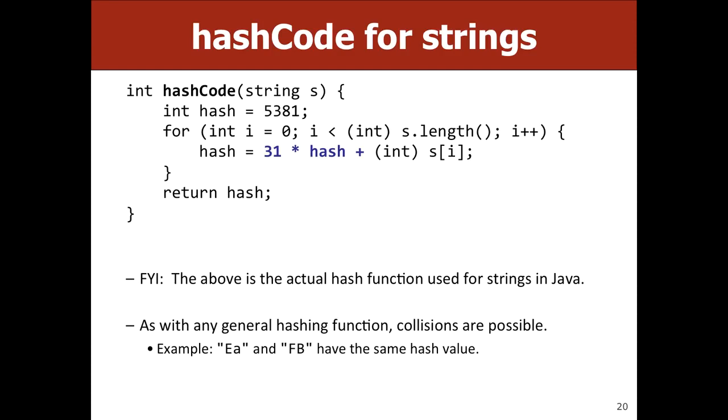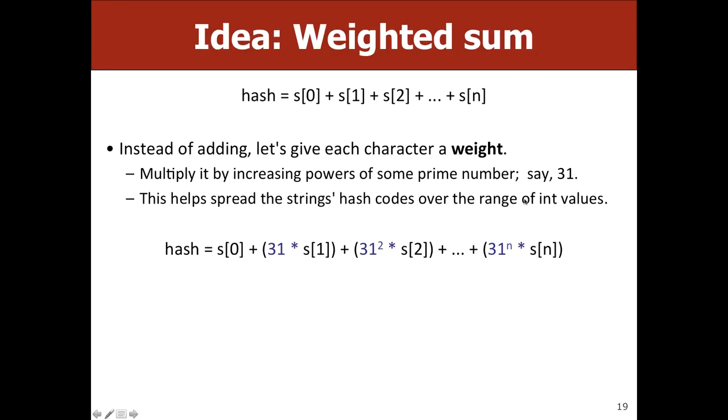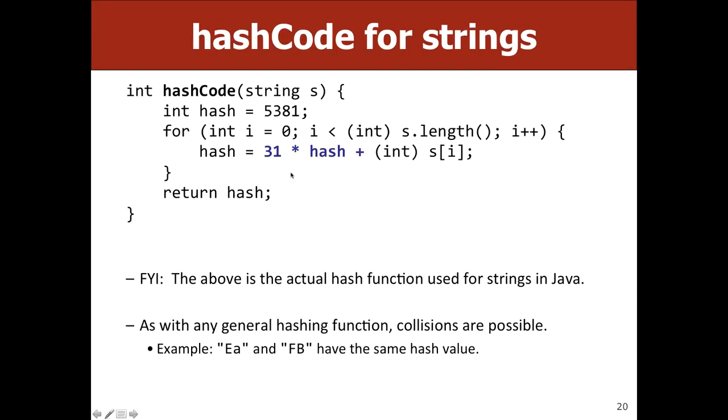So I think these slides are kind of the opposite of this, but the idea is the 0 character would be multiplied by hash 31 to the power of the length of the string number of times, right? That's how many times you end up multiplying hash by 31. Does that kind of make sense?